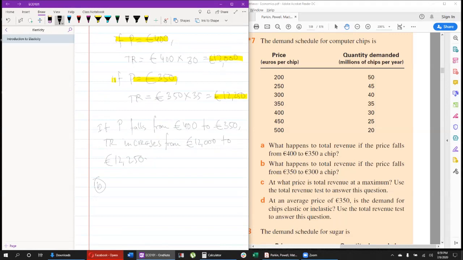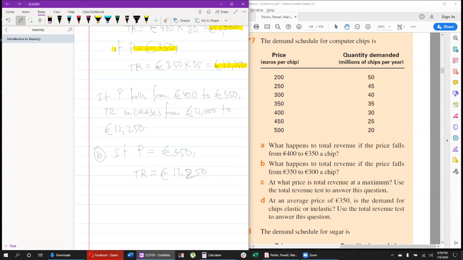Part B, what happens to total revenue if price falls from 350 to 300? Okay. If price is 350 euros, we know that total revenue, we've calculated this already, it's 12,250. If price is 300, total revenue is 300 times quantity. When price is 300, quantity is 40. And that gives us 12,000.